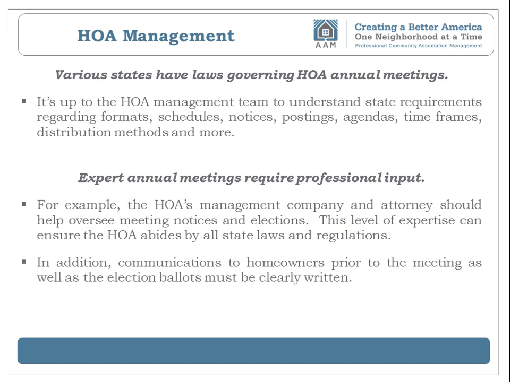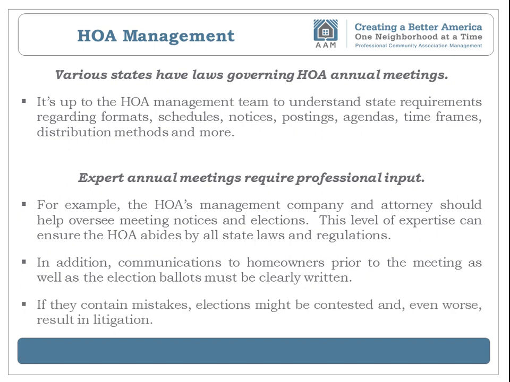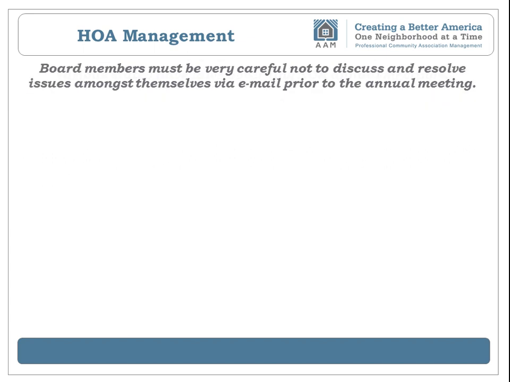In addition, communications to homeowners prior to the meetings as well as the election ballots must be clearly written. If they contain mistakes, elections might be contested and, even worse, result in litigation. Board members must be very careful not to discuss and resolve issues amongst themselves via email prior to the annual meeting. Some states even cite this practice as a violation.